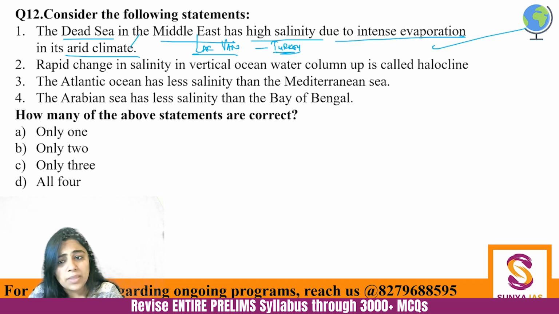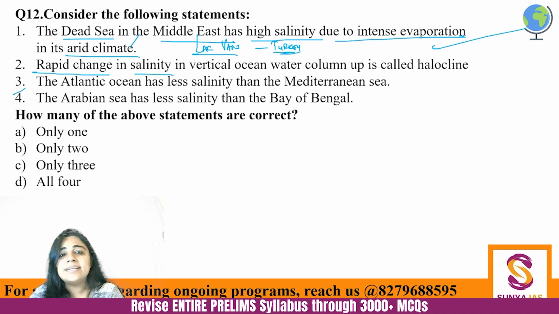Absolutely, this is correct. But it's not the most saline body. That is why Israel has championed and pioneered desalinization techniques so that it can make use of the water of the Dead Sea. Correct? So, ये सही हो गया.